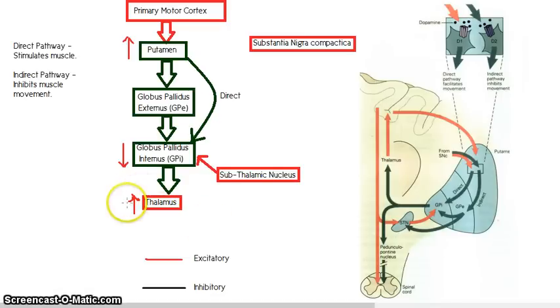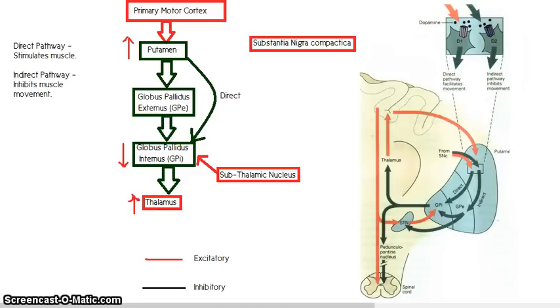When we do this, we have an effect on our motor synapses. The thalamus excites the primary motor cortex. So when we increase this activity, we are sending a signal back to the primary motor cortex saying, all right, let's move our arm. We actually initiate a muscle movement. That's through the direct pathway.